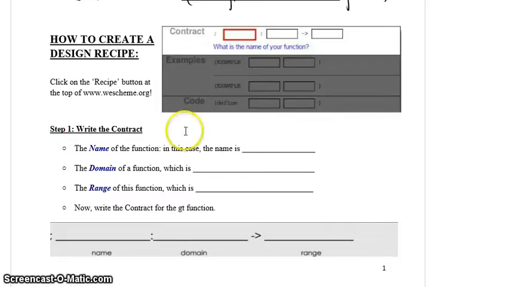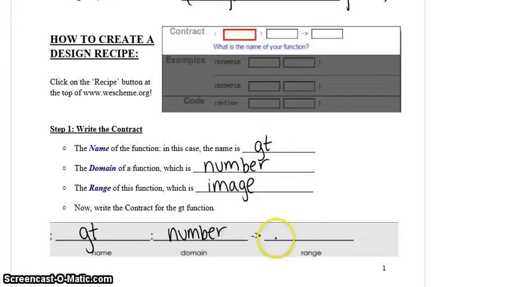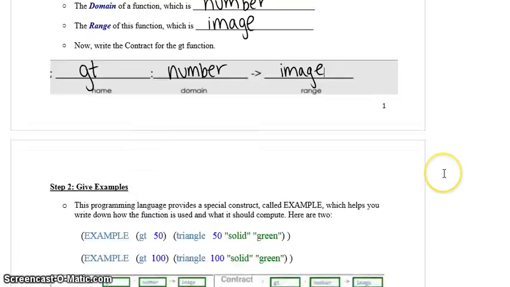So step 1, write the contract. In our example, the name of the function is GT. They told us that in the word problem in number 3 up above. The domain of the function, it says GT takes in one number. So the domain is a number, and it says the function produces a solid green triangle, which means our range is an image. So when we put those in the appropriate places in the contract, we get that GT takes in a number as the domain and produces an image as the range. That's our contract. That's step 1 in the design recipe.